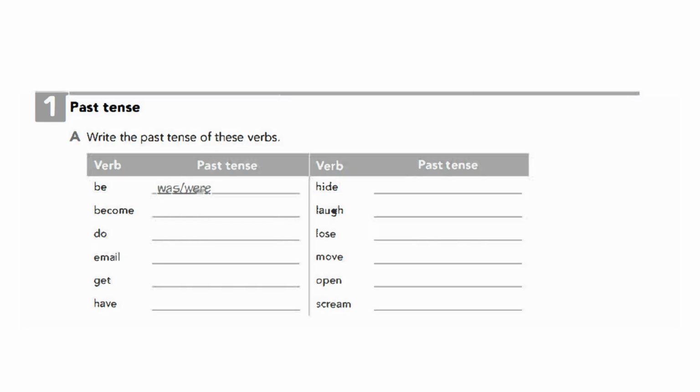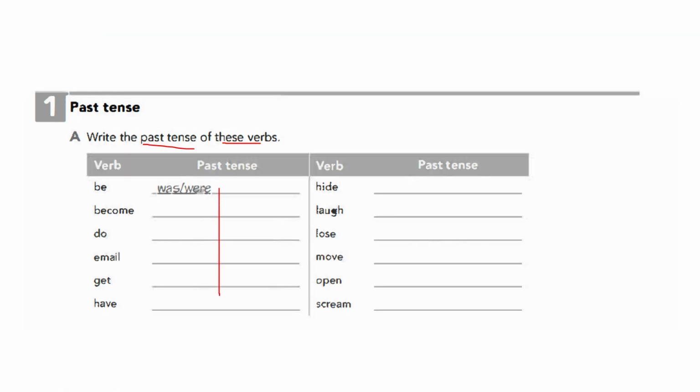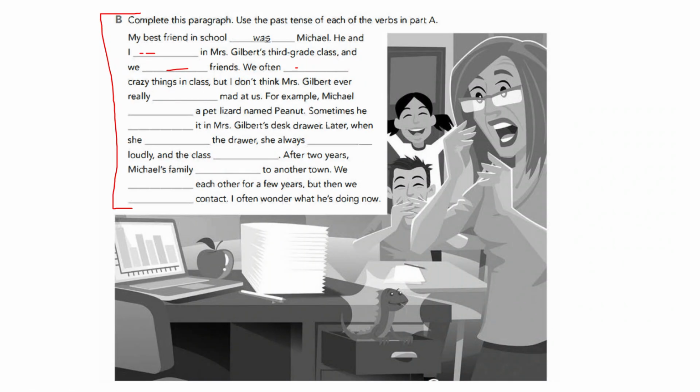Here we have number 2. You have to write the past tense of these verbs. Easy. And with the past tense of these verbs, you're going to fill the blank spaces of this exercise. So you have to read this exercise and put in the blank spaces the past tense of the verbs that you have right here. Okay? So you have to read this and identify where each of those verbs fit best.